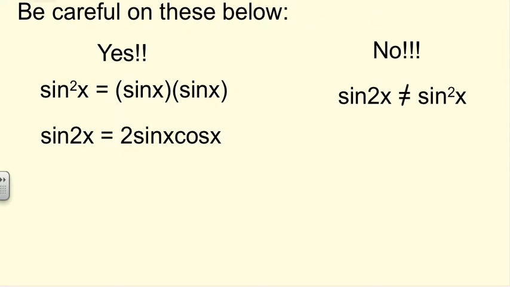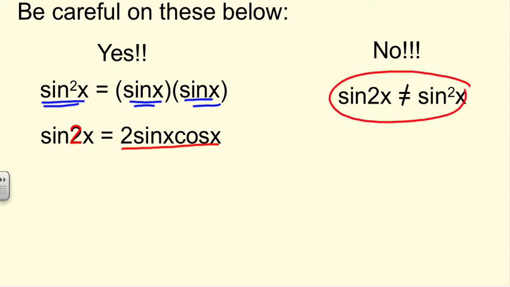Be careful when you identify the double angle. We've talked a lot about how sine squared of x can be split up as the sine of x times the sine of x. The double angle, sine of 2x, where the big 2 is, equals 2 times the sine of x cosine of x. It does not equal what we see over here. So be careful, I have seen that mistake made. Sine squared and sine 2 of x are not the same thing.